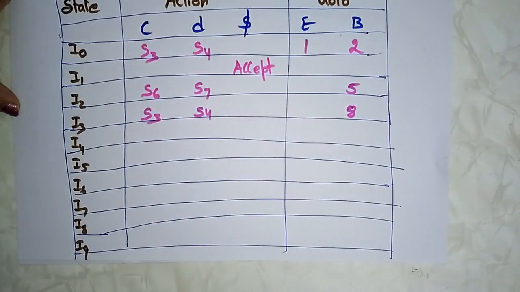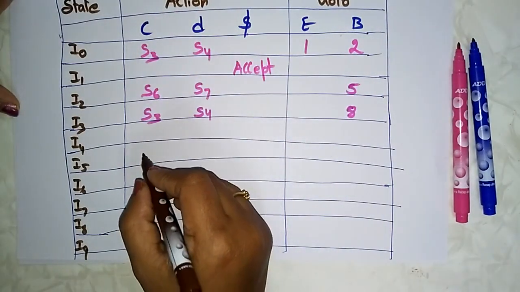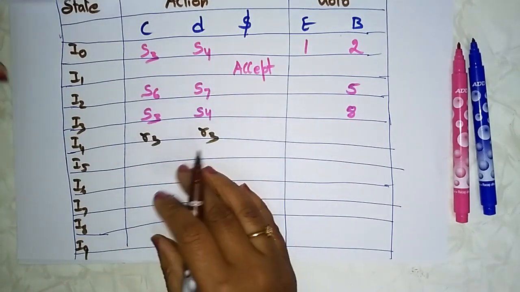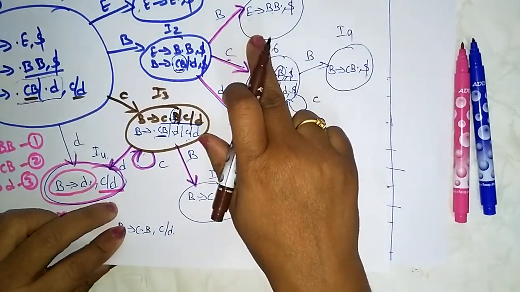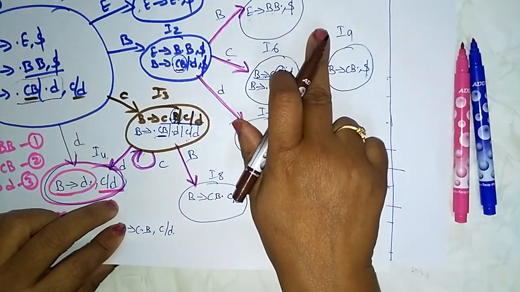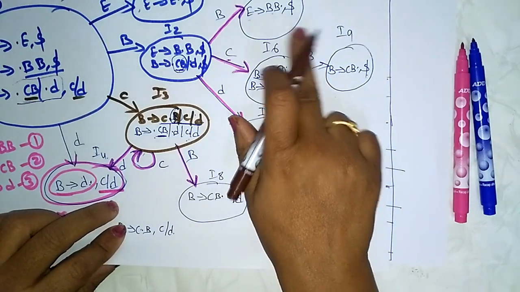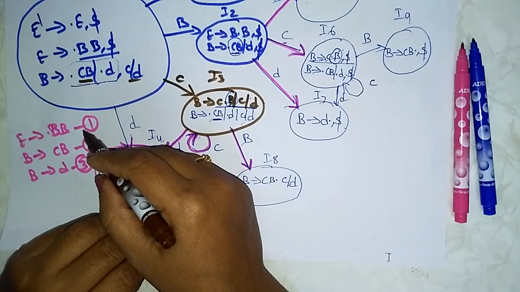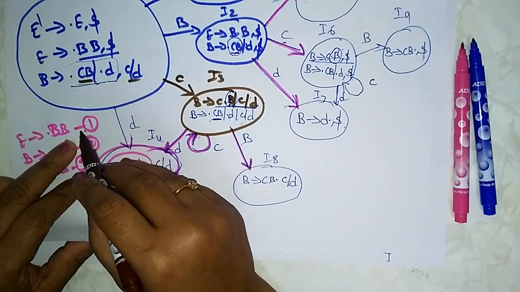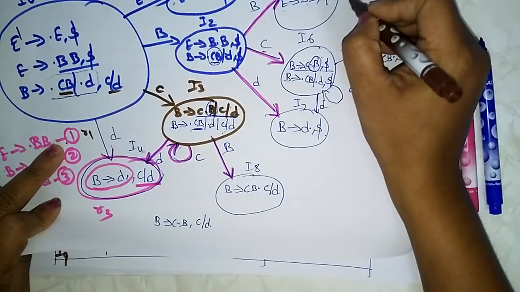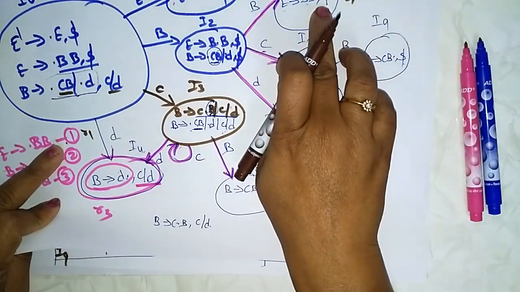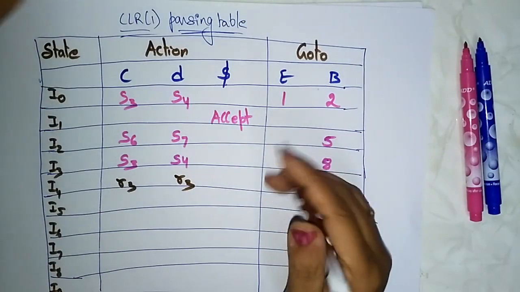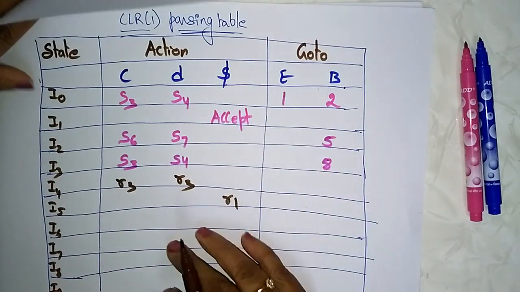Under C and D you need to write R3. Now coming to I5. So in I5 there is no other production, so you just need to reduce. So which production is this? E determines BB. It's the first production. So you have to write R1. Where do you write R1? In the look ahead value. What is the look ahead value? It is dollar. So under dollar you need to write R1.